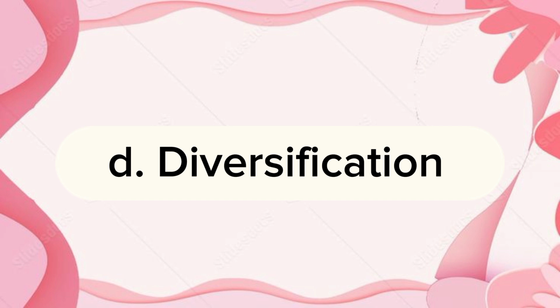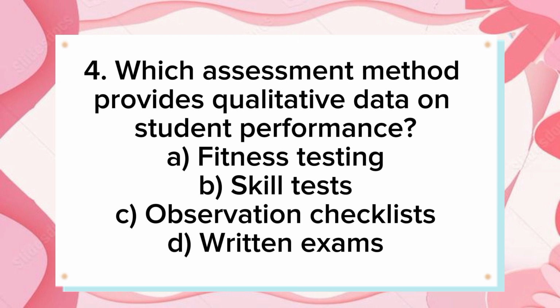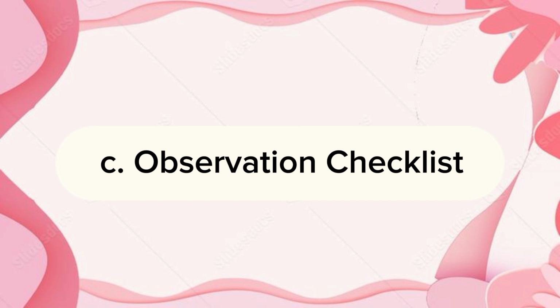Also, letter A, being critical. While constructive criticism can be helpful, it should not be the primary focus. Letter B, being frequent. Feedback should be timely and relevant, not necessarily frequent. Letter D, being delivered only after a performance. Feedback can be given throughout the learning process, not just at the end. So that's why the answer is letter C, being specific and actionable.